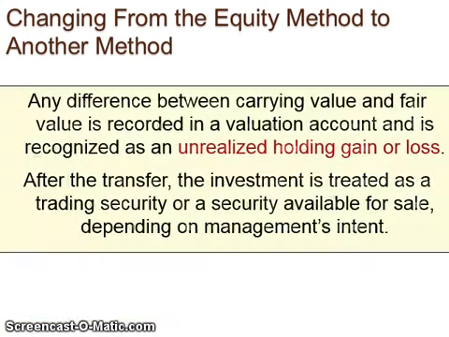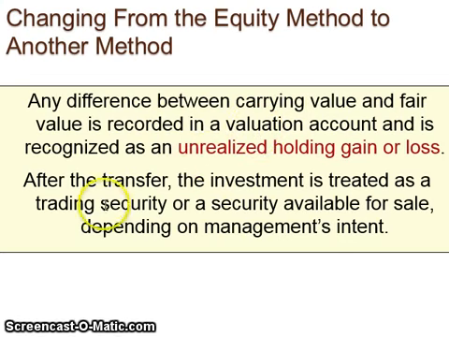I guess I'll let you guys read through these remaining slides. They are covered in your book, but the idea is that you just need to account for any difference. As it says here, if you're going from the equity method to another method, the difference between the value that you're carrying the investment for on your books and the fair value is going to be recorded in a valuation account and is going to be recognized as an unrealized holding gain or loss.